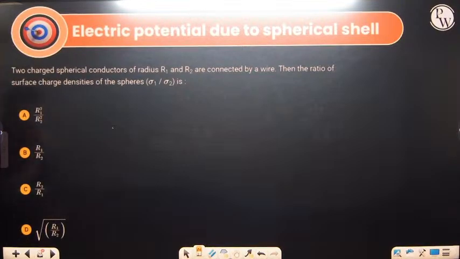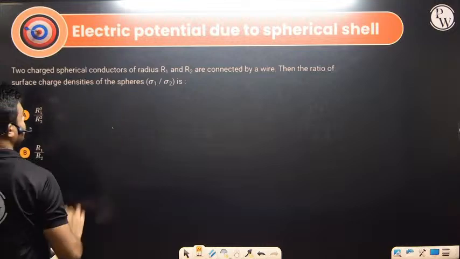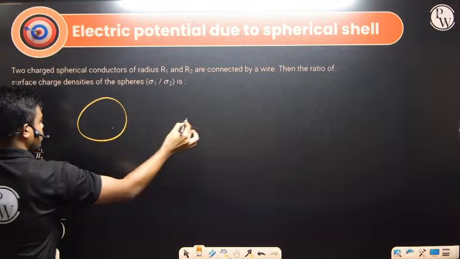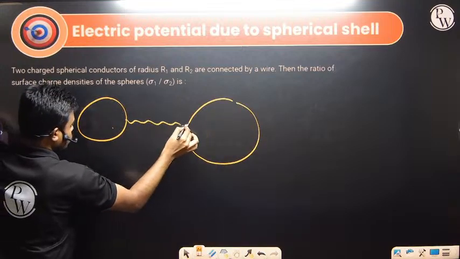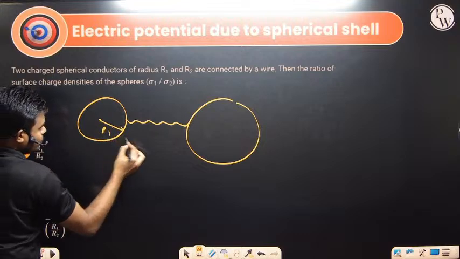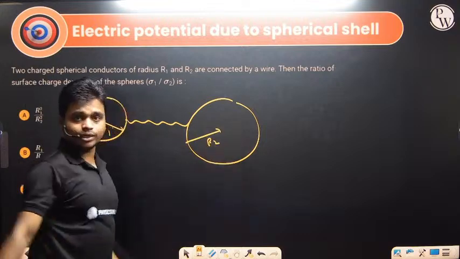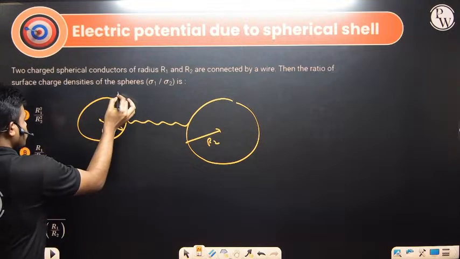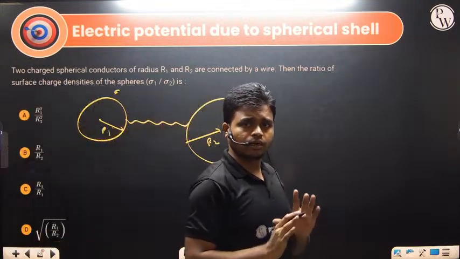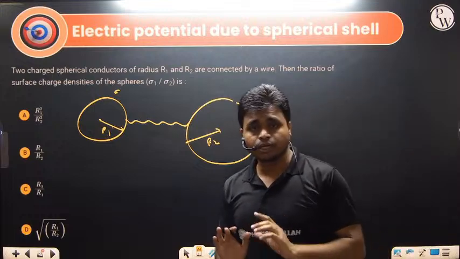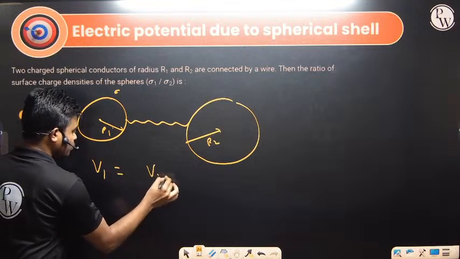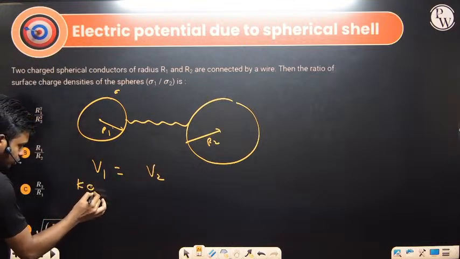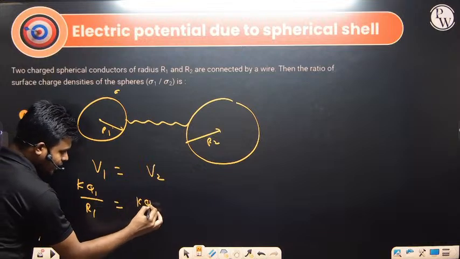Two charged spherical conductors of radius R1 and R2 are connected by a wire. Then the ratio of the surface charge density of the spheres. Let's say the first one has radius R1 and the second one has radius R2. Remember this: whenever two charged spheres are connected, they will have the same potential value. So this point is V1 and this is V2. What is V1? KQ1 divided by R1, and what is V2? KQ2 divided by R2.